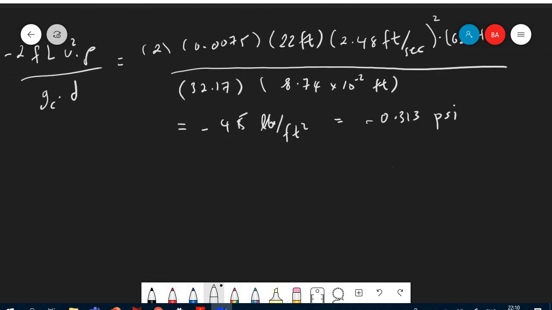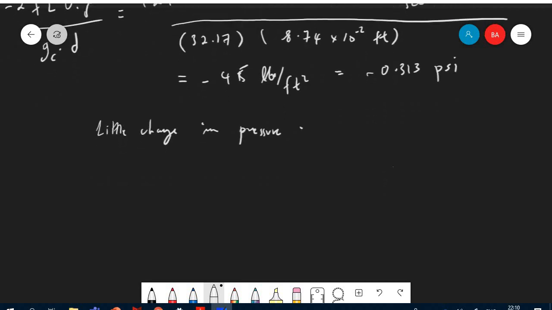So that was a really little change in pressure. It doesn't look like that affected it a lot. Talking about the delta P here, there was only a very small drop in pressure, which was 0.313 psi, and that's why I said in the beginning we are going to calculate how much drop in pressure we have. Okay, so that was for 7.